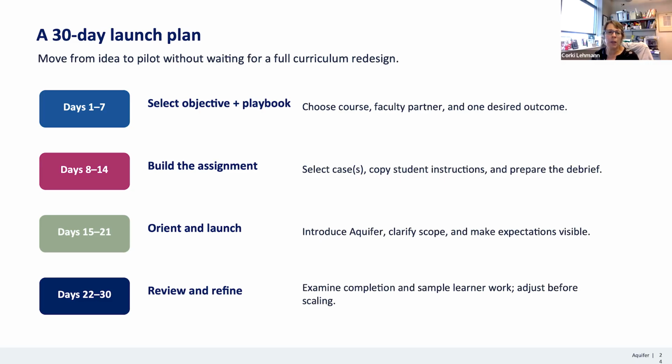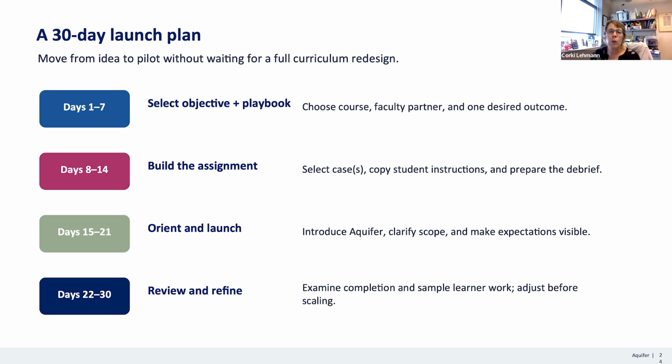All right. So let's walk through, on the next slide, how you would go from this idea to a pilot without doing a giant curriculum redesign. We just went through that a couple of years ago here. So, big undertaking, lots of meetings. But I think in your own clerkship and rotation, and course, you can do things pretty quickly, especially if you're doing a pilot. So here's a 30-day launch plan to look at.